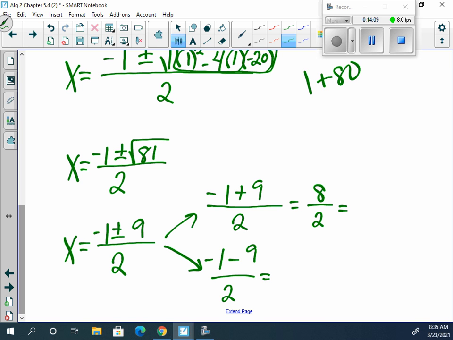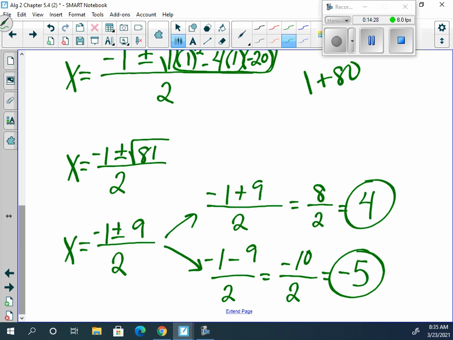Now, negative 1 plus 9 is 8, and 8 divided by 2 is 4, so one of our values of x is 4. Now, negative 1 minus 9 would be negative 10, divided by 2. And we get this here. So any questions on how we found 4 and negative 5?